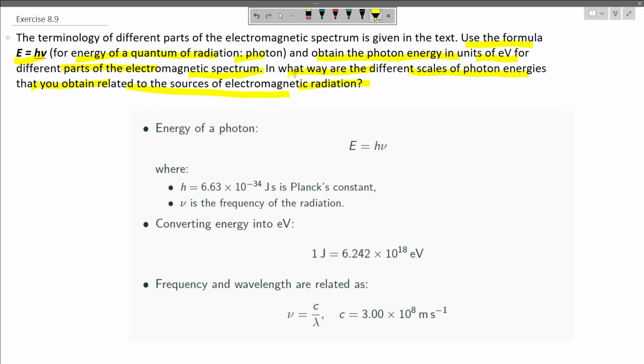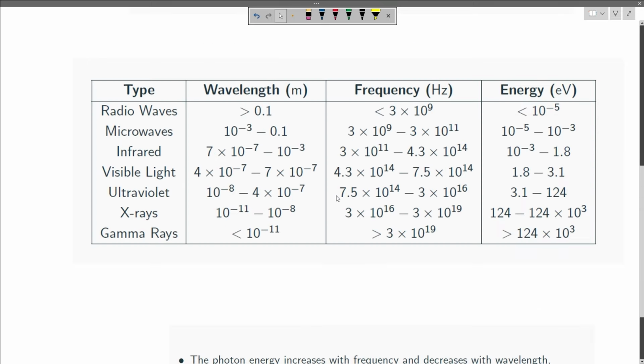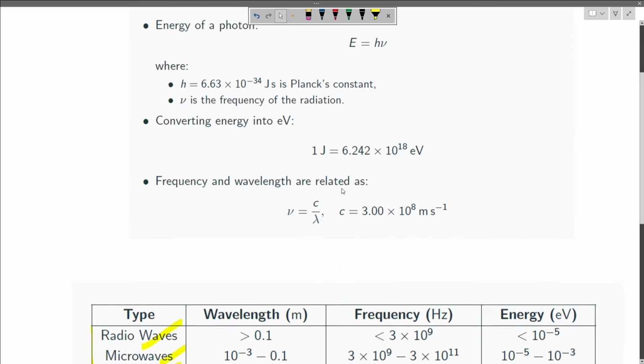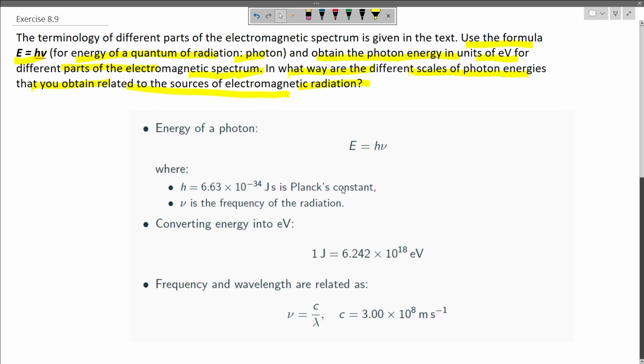We have to find out the photon energy, or the energy of these electromagnetic radiations, and the bands are these. For radio waves, microwaves, infrared, visible light, ultraviolet, X-rays and gamma rays, we have to find out their energy in electron volts, and we also have to tell in what way the different scales of photon energies that you obtain are related to the sources of electromagnetic radiations.